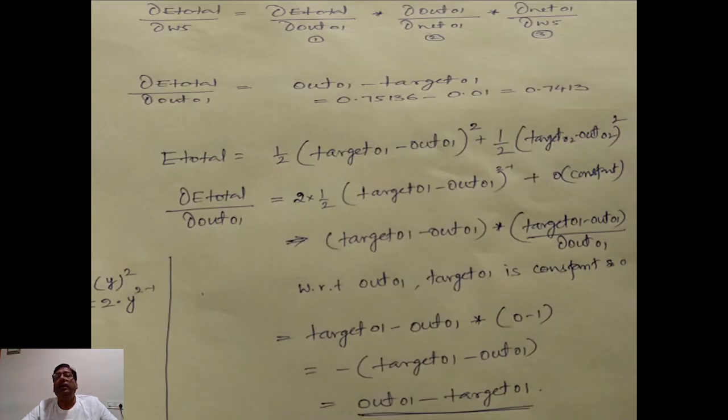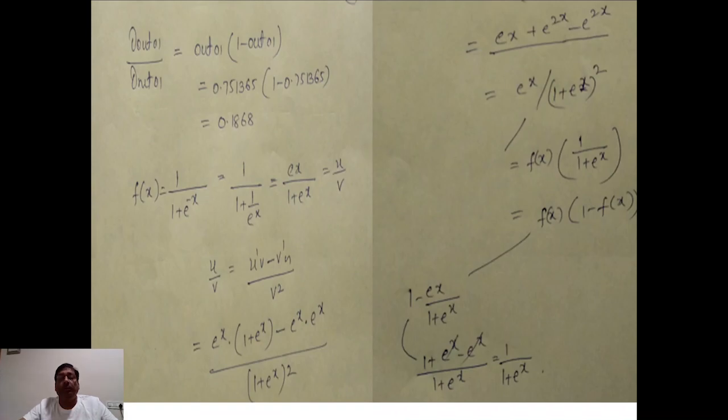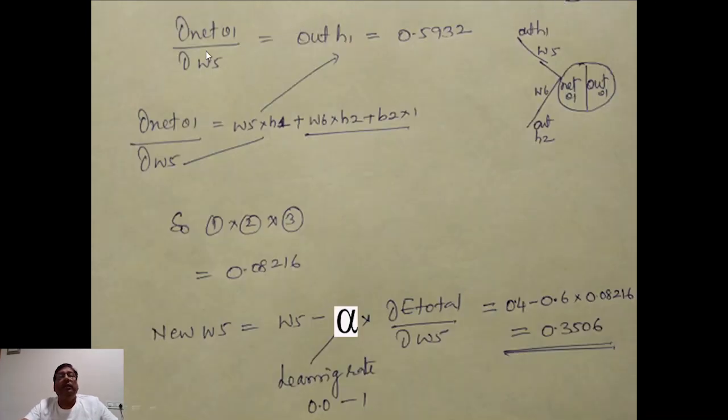And the last step, net O1 with respect to W5. We know the partial derivative of net O1 with respect to W5 is just out H1, because net O1 is nothing but W5 into H1 plus this. We have already performed the calculation for this. If you perform the partial differentiation with respect to W5, you get out H1, with the value 0.5932.